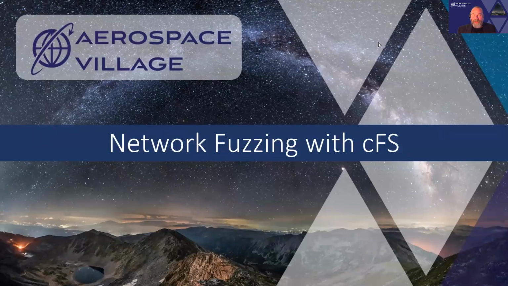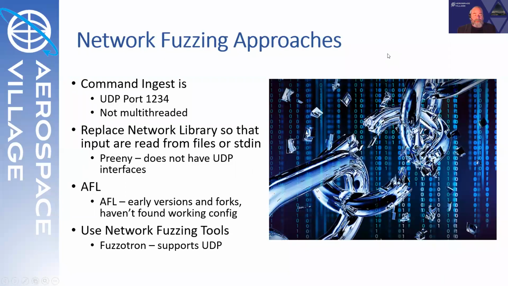Now that we have an introduction to the core flight system software, the question arises, how do we go about testing it? A common testing approach, of course, is fuzzing, which fuzzes the user input into any particular application. In this case, the user input is via telecommand on the command ingest module or application, which is listening on UDP port 1234.